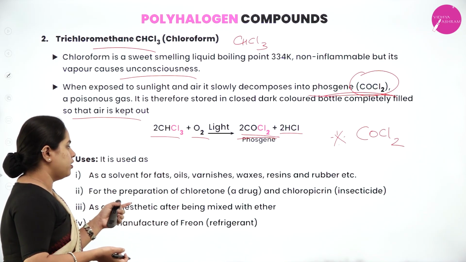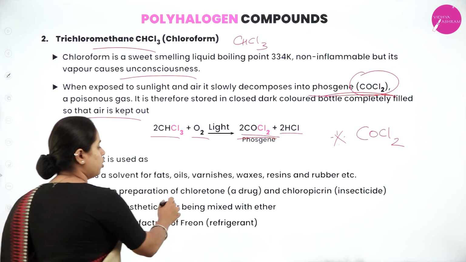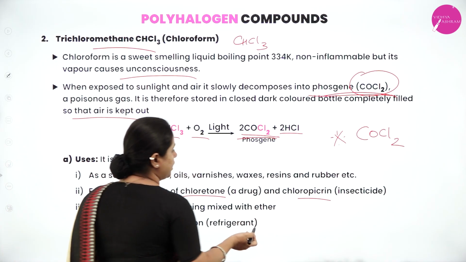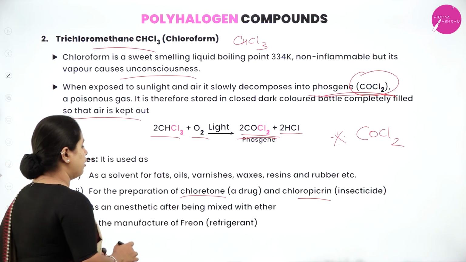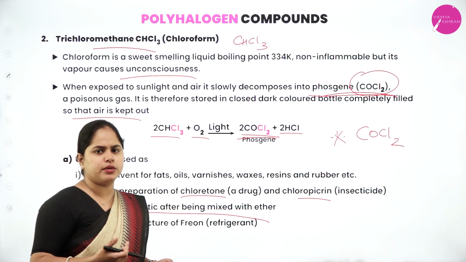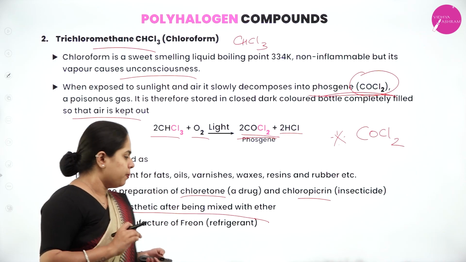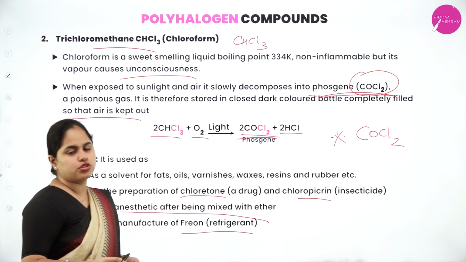It is used as a solvent for fats, oils, varnishes, waxes, etc. It is used for the preparation of chloretone, which is a drug, and chloropicrin. These are drugs which are important as an anesthetic after being mixed with ether. The next use is in the manufacture of freons, that is refrigerants.